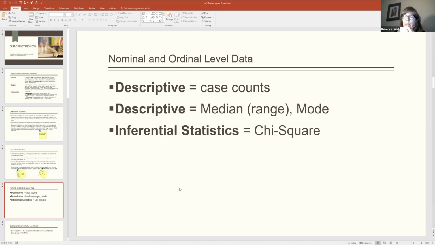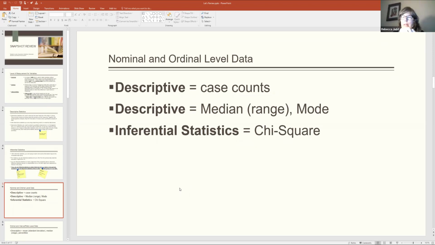In descriptive, we're going to get oftentimes the median. If we have nominal or ordinal level data, we might be able to get the median out of ordinal level data and the mode out of nominal level data. What is reported the most?